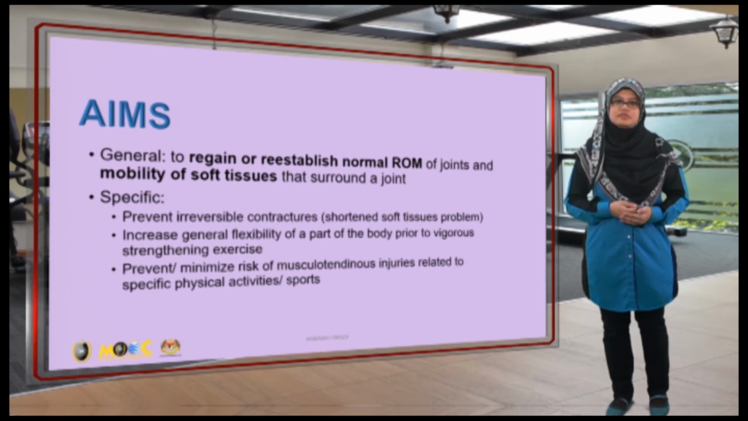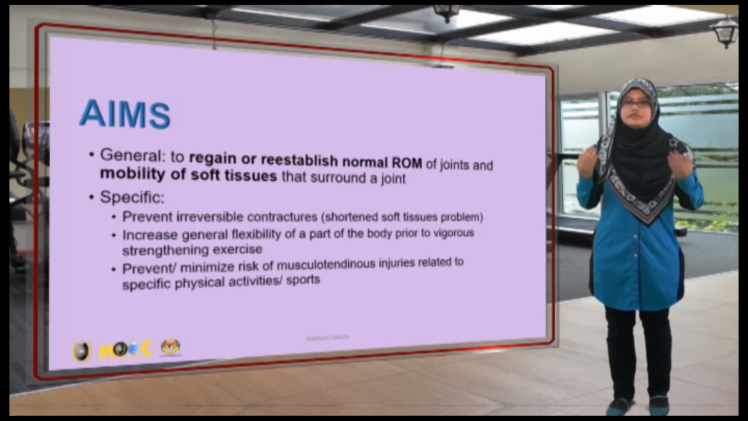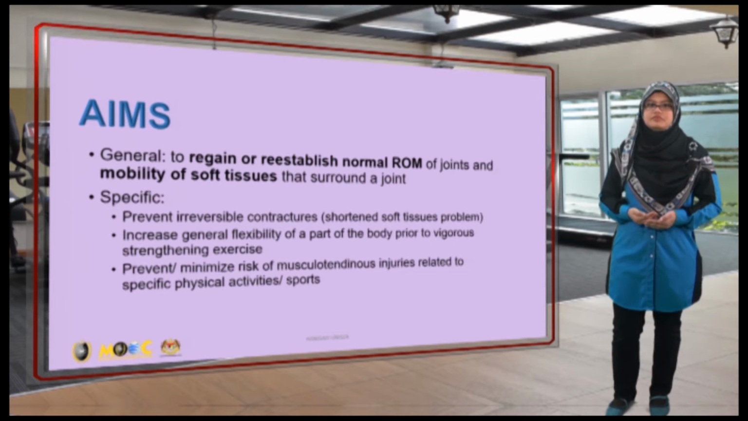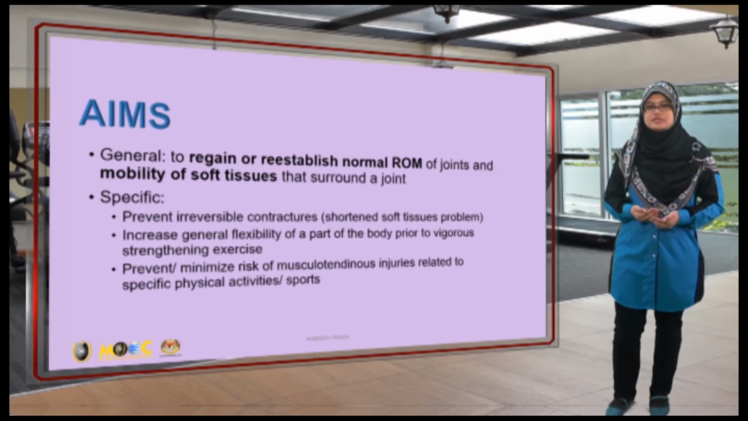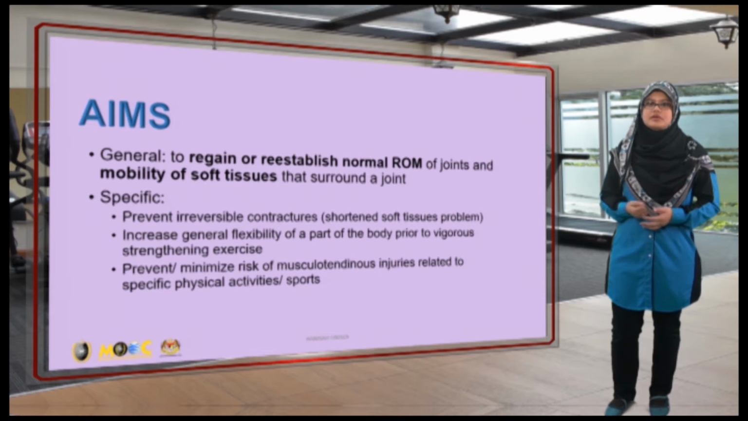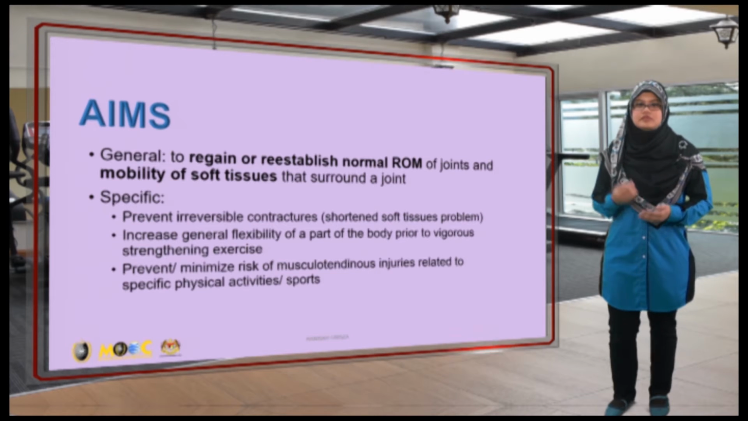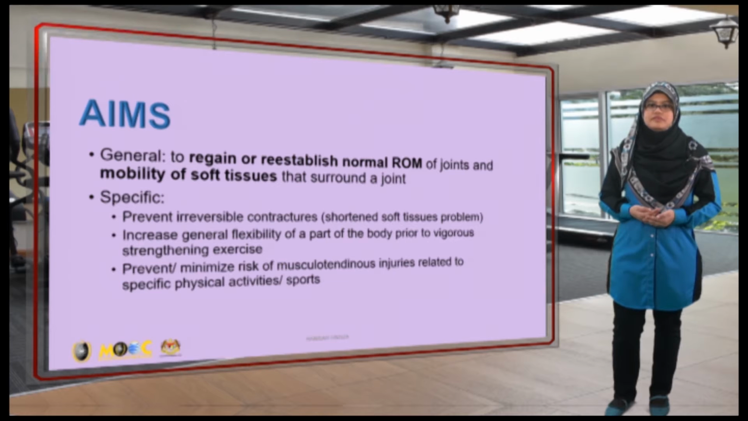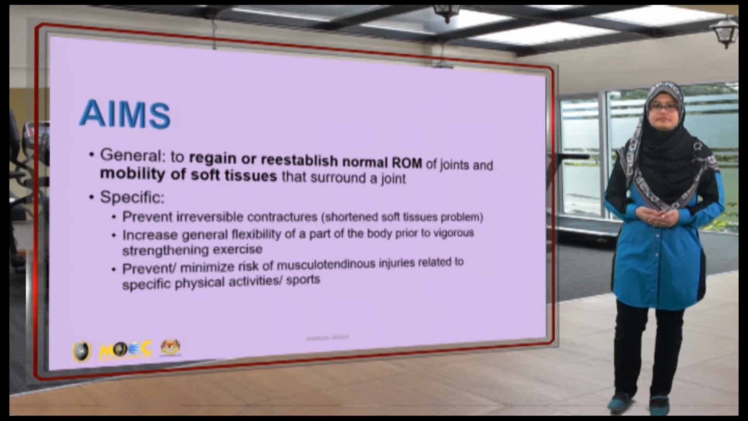to prevent irreversible contractures, which is a shortened soft tissue problem; to increase general flexibility of a part of the body prior to vigorous strengthening exercises; and to prevent or minimize risk of musculotendinous injuries related to specific physical activities or sports.